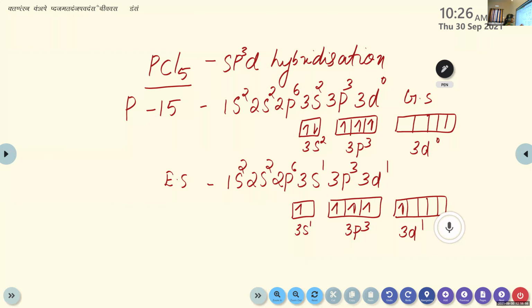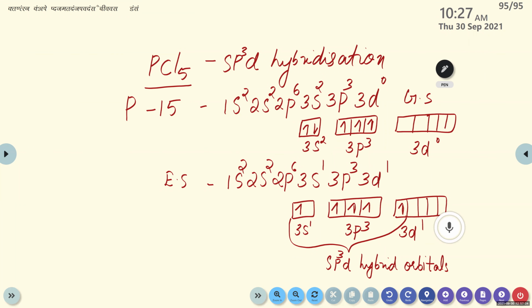Clear? So this 1s and 3p and 1d orbital combine together to form sp3d hybrid orbitals. Okay, sp3d hybrid orbitals. So how many sp3d hybrid orbitals will be formed? Here 1s, then 3p and 3d. 5, right? 1s orbital, 3p orbital, and 1d orbital. So 5 sp3d hybrid orbitals will be formed.